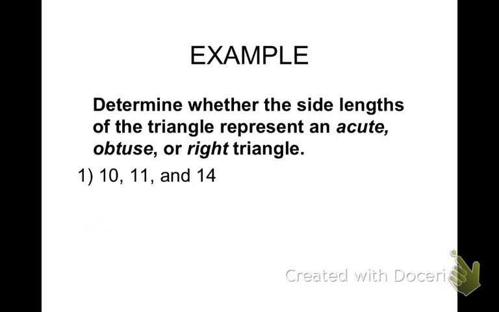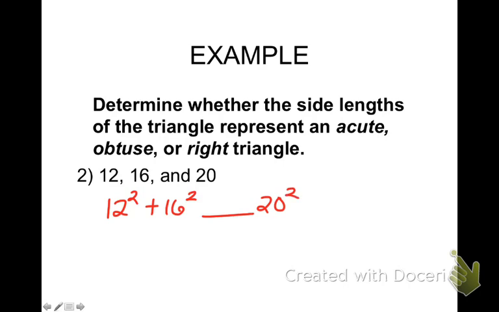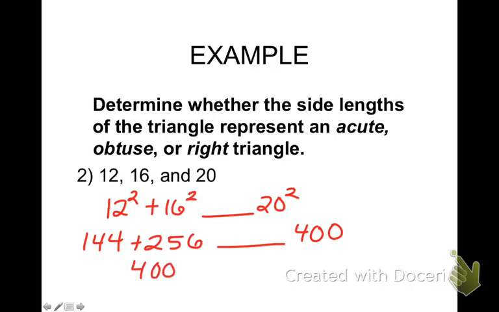All right, let's look at number 2. Setting it up, 12 squared plus 16 squared. We're going to compare that to 20 squared. So 12 squared is 144, 16 squared is 256, 20 squared is 400. Adding the left side gets me 400. My right side is 400, so what type of triangle will it be? Right.